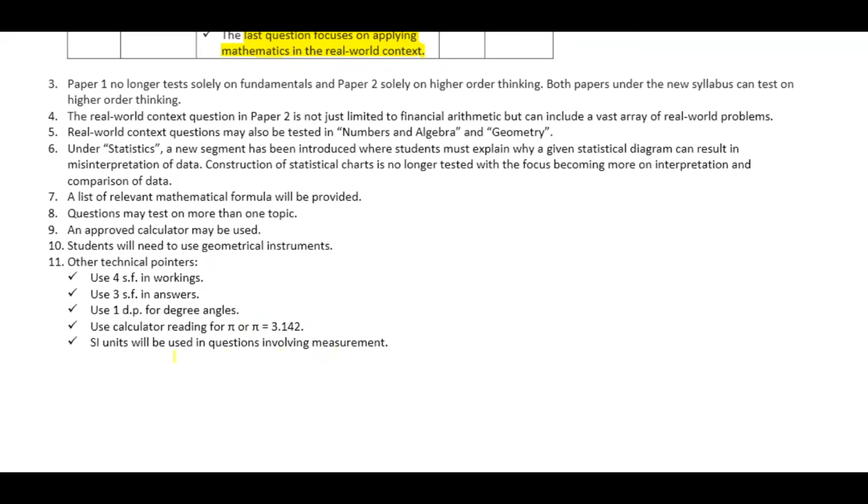And SI units will be used in questions involving measurement. So when they give you a certain number, in the final answer you have to put in the SI units.